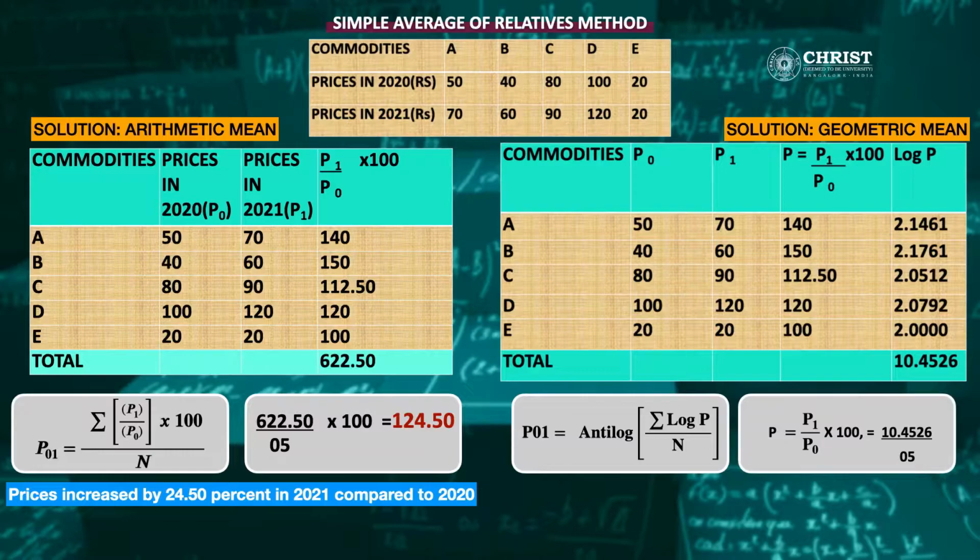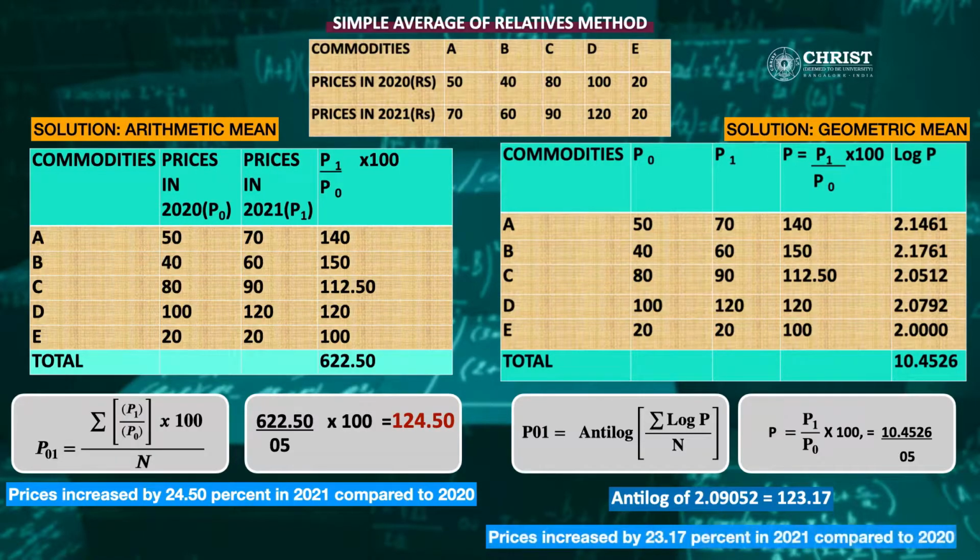Then the log value we have to take, the total log P is 10.4526 divided by 5. That is equal to anti-log 2.09052. So we are getting the index value as 123.17. Now we have to write the interpretation, that is prices increased by 23.17% in 2021 compared to that of 2020.